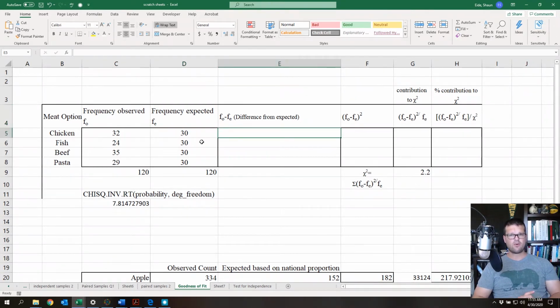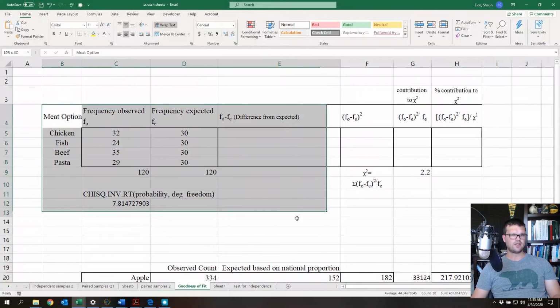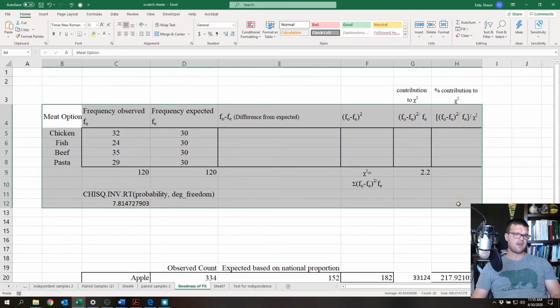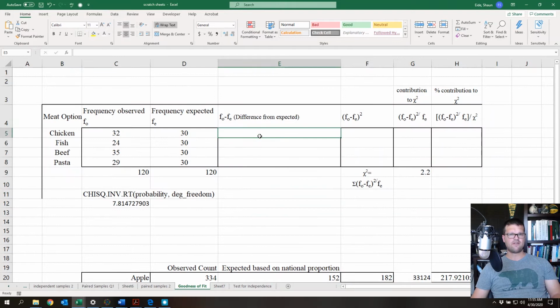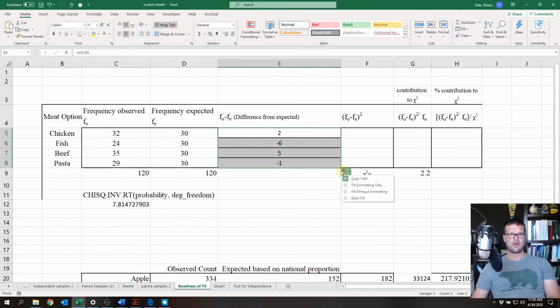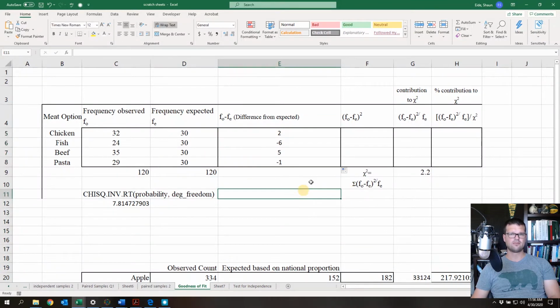So the very first step that we need to take is we need to take the difference between the observed and the expected. And I would highly encourage you, have this chart around. I also have an example for you in our project file. But have this chart around, and then you can do equals 32 minus the expected, and just drag it down. Okay, and we're going to do it without formatting. So now we have the difference scores.